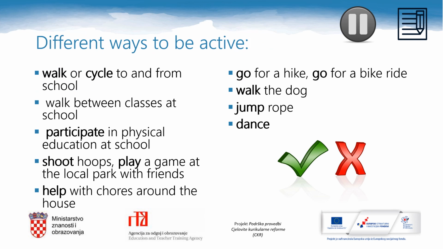There are different ways to be active. Please read about the activities that help you be active from this slide. Copy them into your notebook, especially if you think that these activities are good for you. Then decide about each of the activities. Is it a good activity for you if you want to be active? Put a tick. If you don't think so, put a cross. You can pause this video while you are copying the activities and deciding about how useful they are for you.